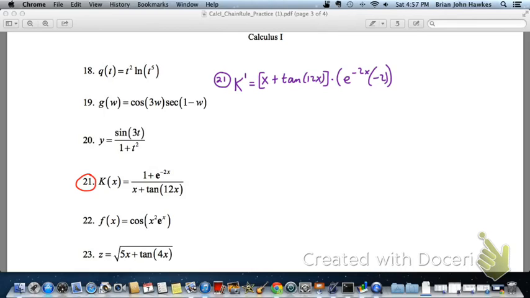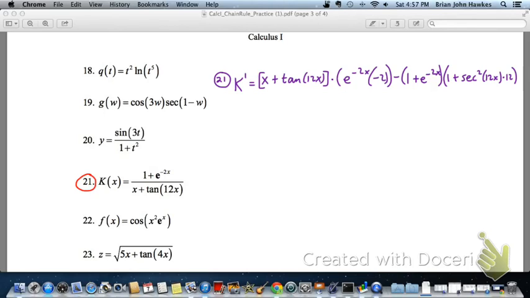Okay, now I need minus the high d low. Okay, so always double checking what I'm doing. Minus the high. So let's do that. Let's write down the high, or the numerator, 1 plus e to the negative 2x. Hopefully I'm not going to run out of room. And then multiplied by the derivative of the denominator, which would be the derivative of x is 1, plus the derivative of tangent of 12x. Well, the derivative of tangent is secant squared. Okay, so we have secant squared of 12x. And then multiplied by the derivative of 12x, which is 12.